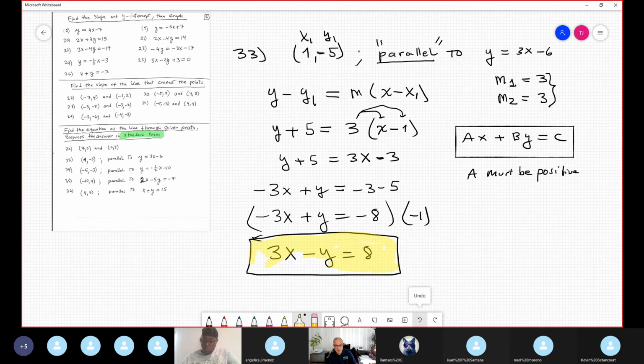Okay, standard speaking, standard requires the coefficients A, B, and C to be whole numbers, integers in general, maybe positive, maybe negative, and A is positive always. It's picky.